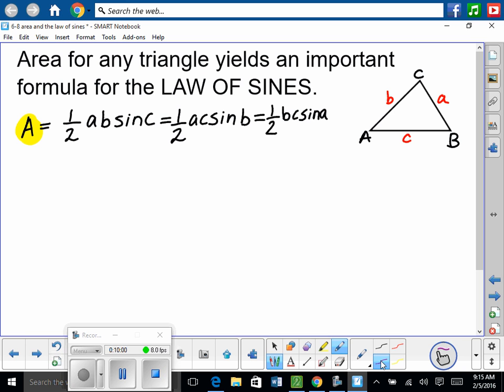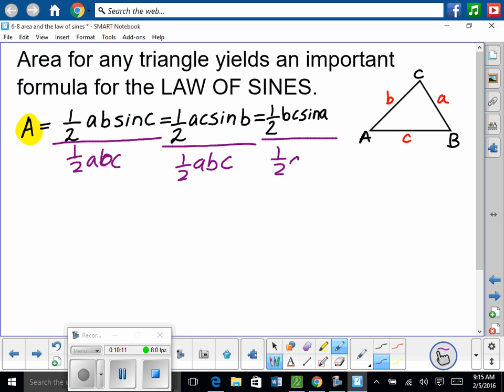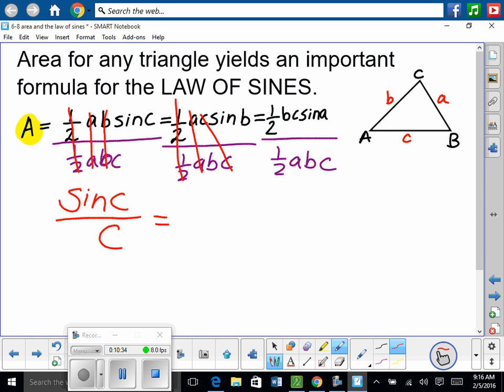So if we took all of these and divided them all by 1/2 ABC, let's see what we get left. The 1/2s divide out, right? The A's divide out, the B's divide out. What's left? Sine of C over C. That will be equal to, look, our 1/2s divide out, our A's divide out, our C's divide out. What's left? Sine of B over B.